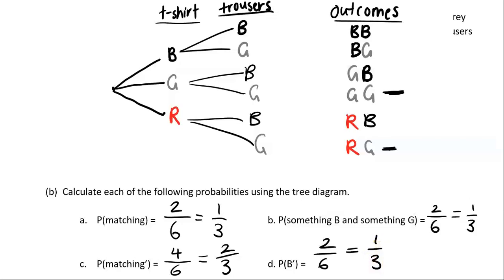So when all of our outcomes are equally likely, all we have to do is find the number of favourable outcomes and divide by the total number of outcomes.